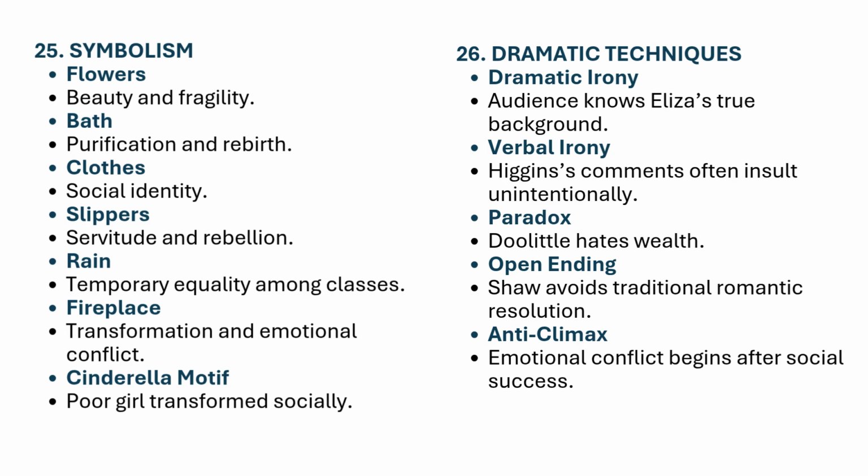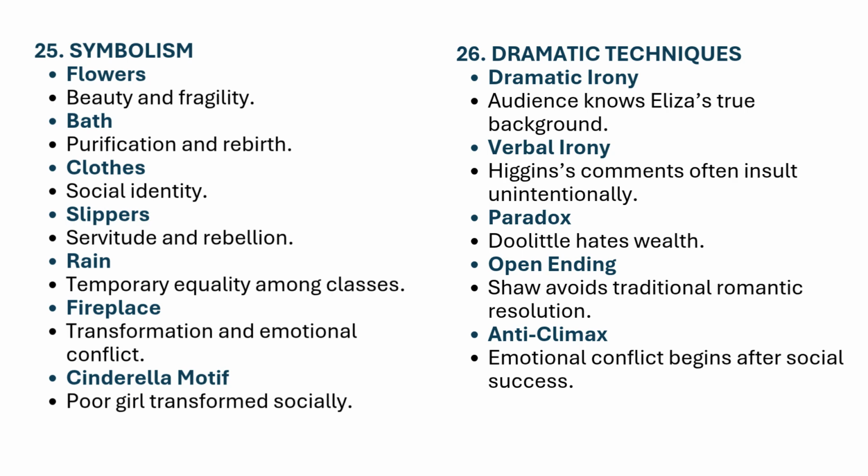The second important symbol is the bath. When Eliza is brought to Higgins' house, one of the first steps in her transformation is bathing. On a literal level, it is simply cleaning herself. On a symbolic level, however, the bath represents purification, rebirth, and the beginning of a new identity. Just as religious ceremonies often use water as a symbol of renewal, Eliza's bath marks the start of her social transformation.